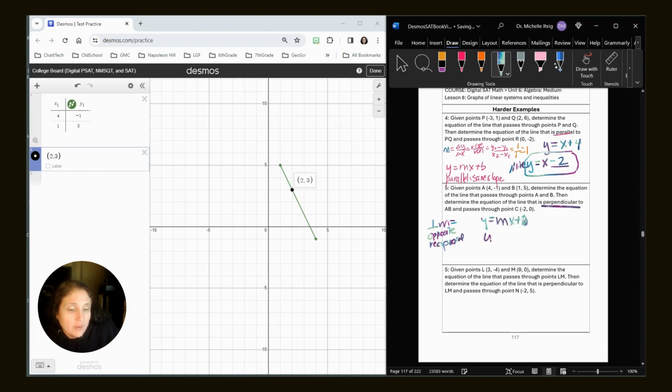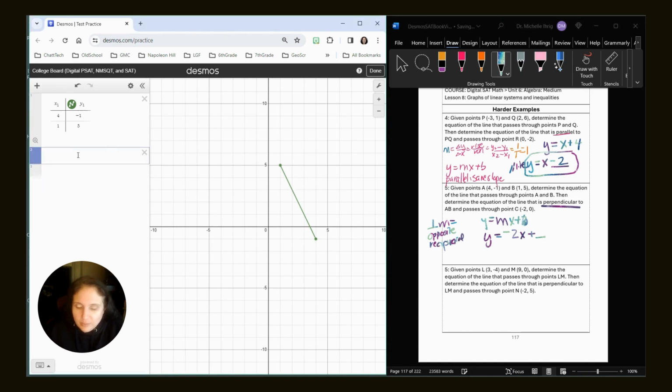Y equals down 2, so negative 2 over 1 would give us a slope of negative 2x plus our b value. So we don't need this point anymore. It's just to find the slope. So we've got y equals mx plus b. We know that m is negative 2. And now we need to find our b value.